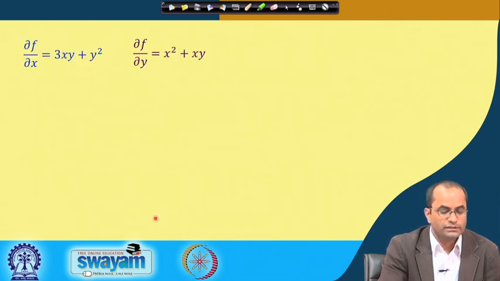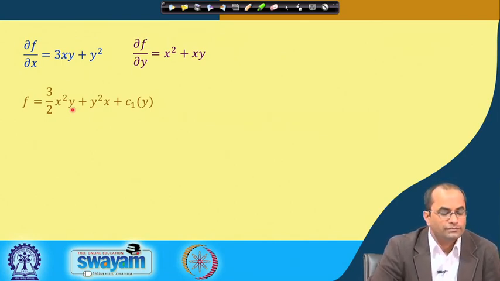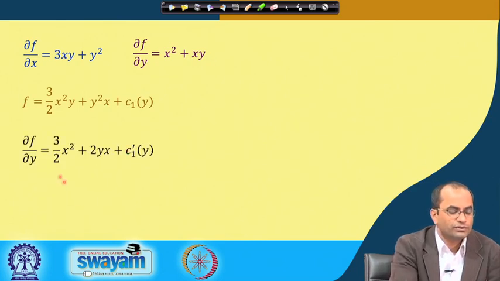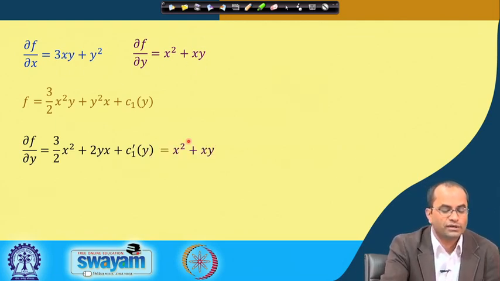So, with these two conditions, we will now integrate this one with respect to x. So, f is equal to 3 x square by 2 times y, plus x y square, plus c1(y). So, just on integration we got this function, and then we can differentiate this with respect to y and equate it to this one. Once we differentiate with respect to y, we will get 3 by 2 x square, here 2yx, and then c1 derivative y. And now, we equate to this x square plus xy.